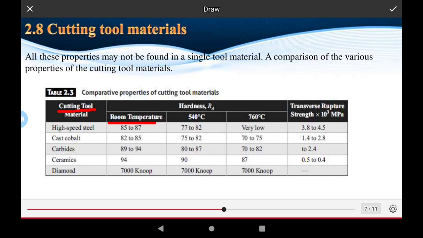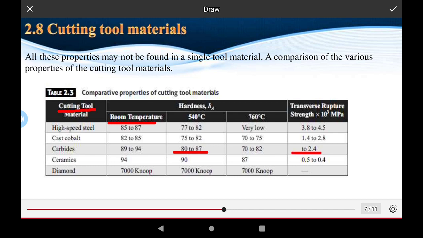And carbide tools, at room temperature, 89 to 94 or 95. The hardness at temperature is 82 to 87 for the hardness resistance, and the temperature is 760 degrees Celsius, and the resistance of the tools is 70 to 82 degrees Celsius for the transverse rupture strength, and 2.4.